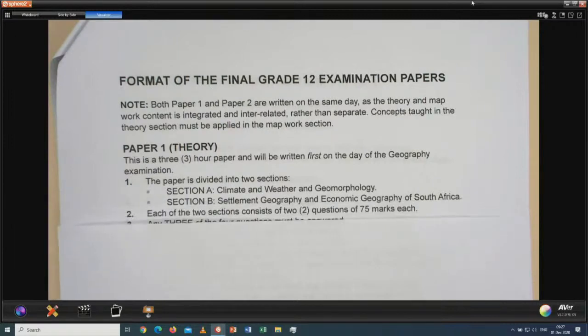And then we go to number 2. Each of the 2 sections consists of 2 questions of 75 marks each. So we have question 1 and question 2 under section A, and question 3 and question 4 under section B. Section A, climate and weather and geomorphology. Section B, settlement geography and economic geography.